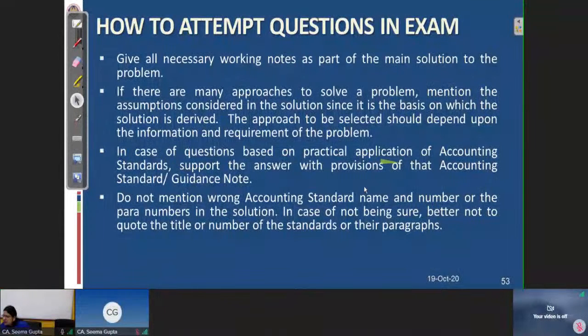How to present answers? Ashu is asking about how to present answers. I think Ashu, your query might have been resolved by this time because I have specifically devoted time to presentation of answers, and more slides are still there with me where I will discuss how to present answers. Accounting standard questions we are not able to attempt. This we have already discussed in detail.